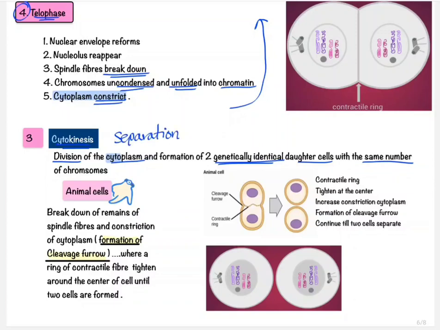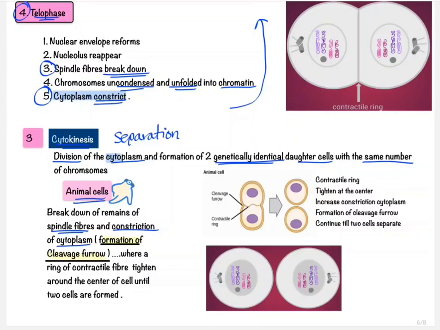It has two types, animal cells and plant cells. For animal cells, it's the breakdown of the remains of spindle fibers. That's what we've said here. The spindle fibers are going to break down, and the cytoplasm constricts, with constriction of the cytoplasm and formation of a cleavage furrow. What is this cleavage furrow? It is this. This is the cleavage furrow, okay? You're just going to know it by name. The cleavage furrow is formed.